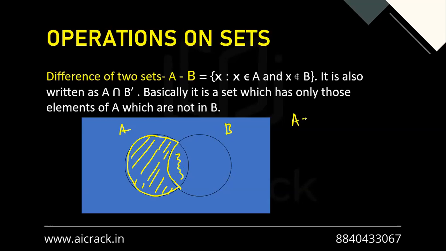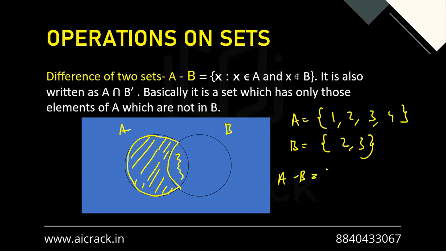So let's take an example first. This is 1, 2, 3, and 4 in set A, and let's say B is 2 and 3. In that case, A minus B is, so 2 and 3 are common over here. So we have to take only those elements which are not in B. So 1 and 4. 1 and 4 are not present in B, so that's why we have taken that. This is also represented as A intersection B dash.